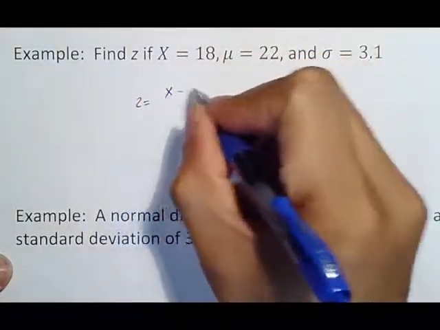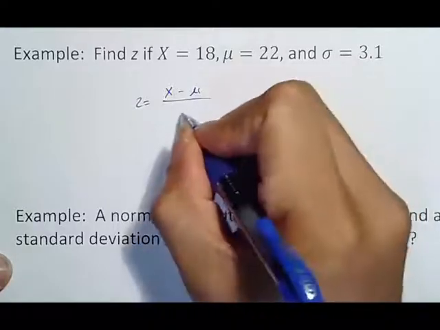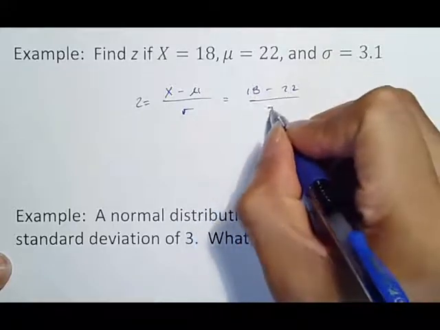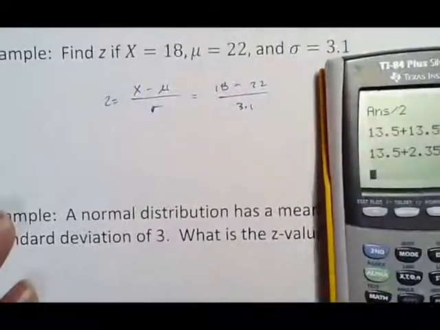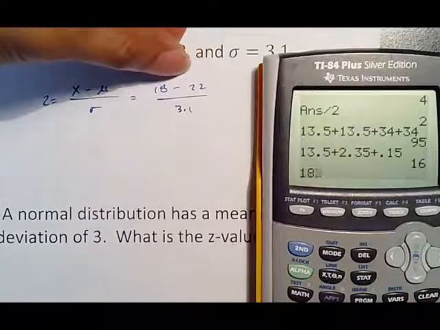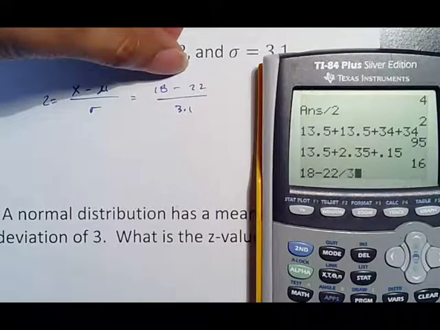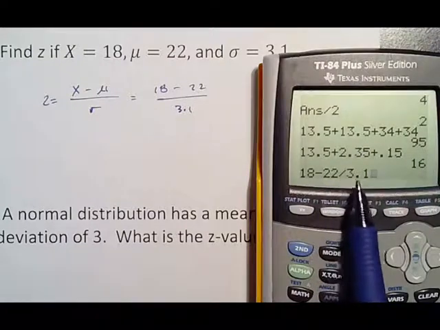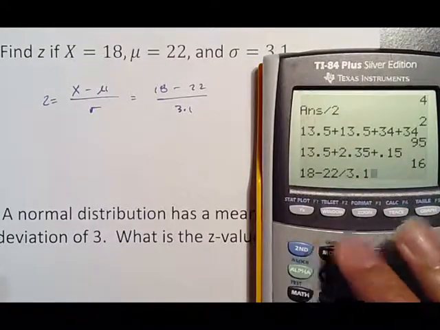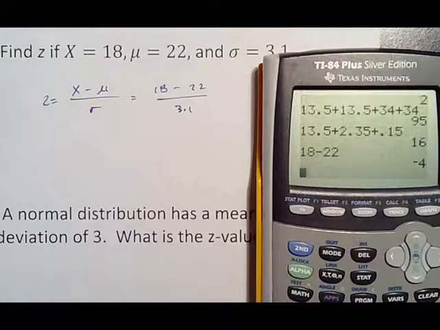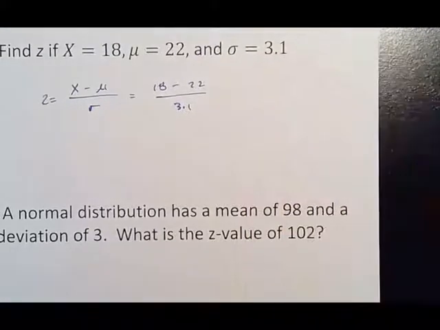It's going to be whatever my value is minus the mean over the deviation. So 18 minus 22 over 3.1. Please don't forget, whenever you do that in your calculator, to hit enter first, because if you do 18 minus 22 divided by 3.1, order of operations is going to do the division first and then subtract it from 18. So hit enter first and then divide by 3.1, just to be a programming safe person, and that is negative 1.29.